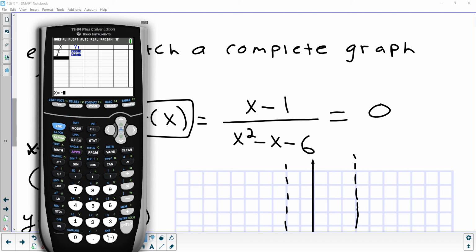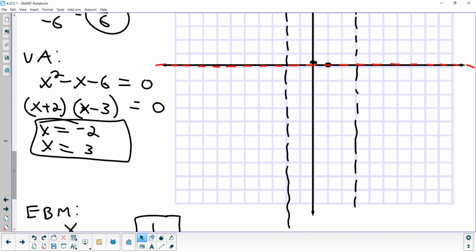-2.001. Yep, that's perfect. That's not -2. You can plug that in, and when you do, you're at -600. So that's dropping down to -infinity. Okay, so way down here.